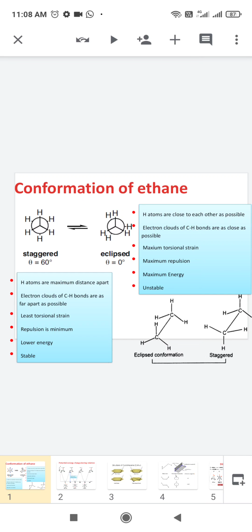Whereas in the eclipsed conformation, the hydrogen atoms are as close to each other as possible, since each hydrogen atom is just behind the other, and the electron clouds of the C-H bonds are as close as possible, and it acquires the maximum torsion strain, maximum repulsive force and maximum energy. That's why the eclipsed conformation is unstable. See here in the Sawhorse representation and in the Newman representation, we can see that in the staggered conformation the hydrogen bonds are at maximum distance apart, whereas in the eclipsed conformation each hydrogen atom is just behind the other.